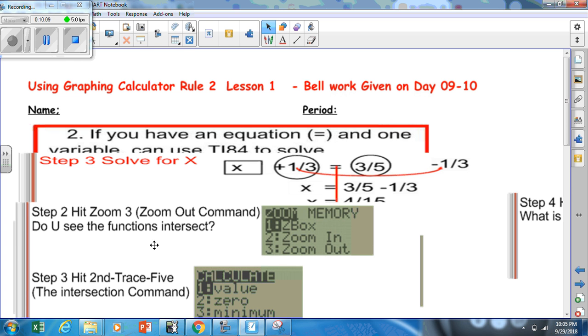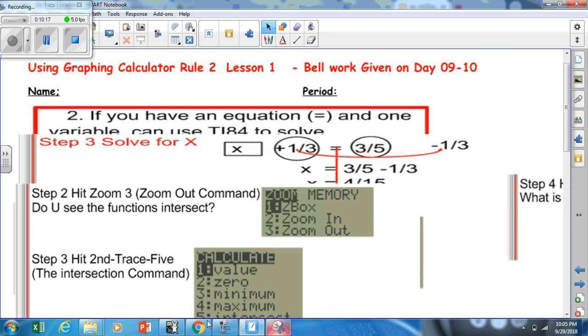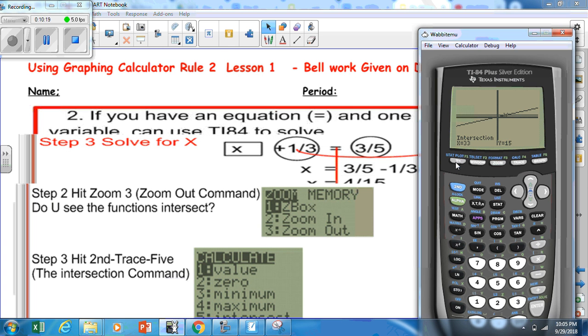All right, we're going to put in for y1, x plus 1 over 3. All right, my alpha y1 command will give me my fraction. There's my 1 over 3. All right, slide down, clear that out. All right, alpha y1 gives me my fraction. Put 3 over 5.